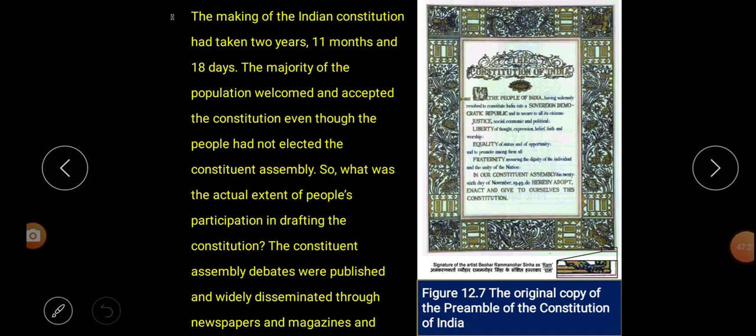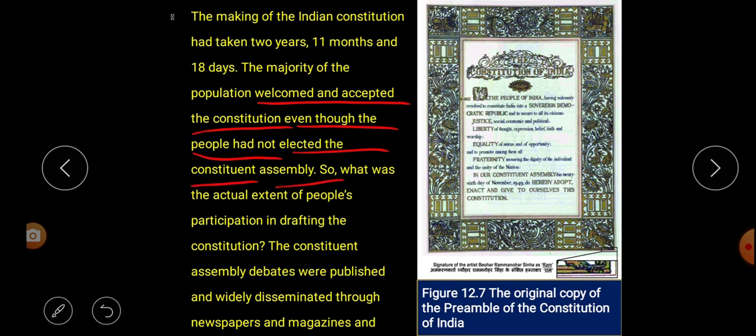Next paragraph. The making of the Indian Constitution had taken 2 years, 11 months and 18 days. Listen, very important. For making the Indian Constitution, it took 2 years, 11 months and 18 days. The majority of the population welcomed and accepted the Constitution, even though the people had not elected the Constituent Assembly. That means, though the Constituent Assembly members were not elected by the people, even then the majority of the population welcomed and accepted the Constitution.